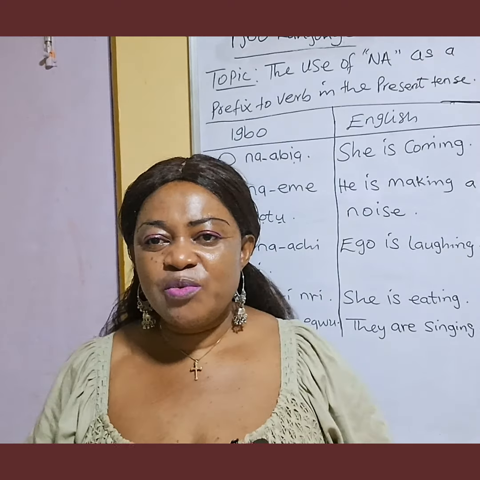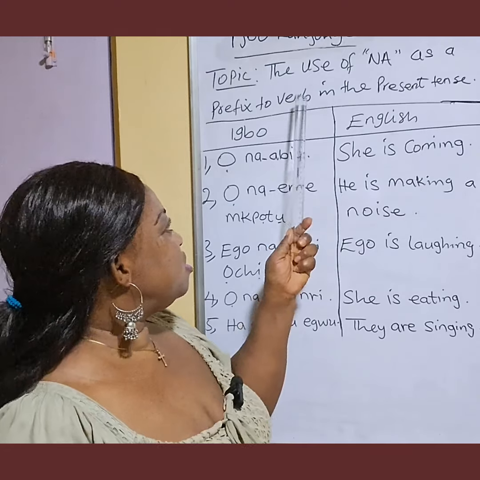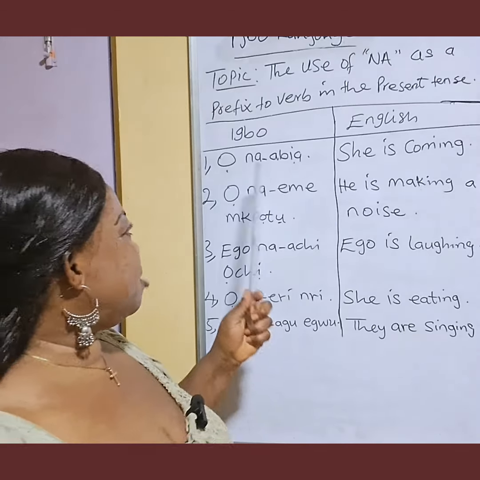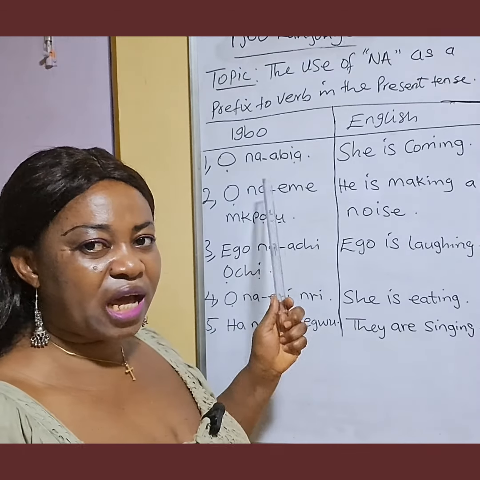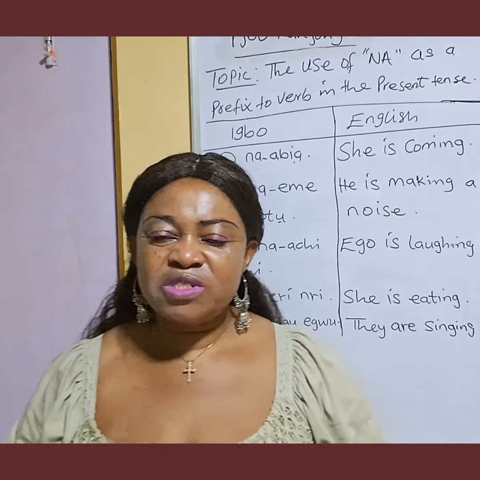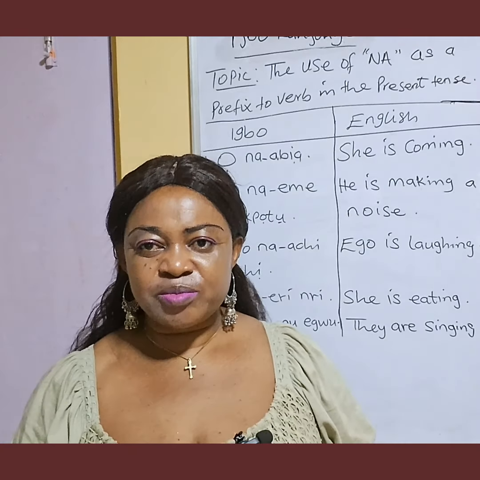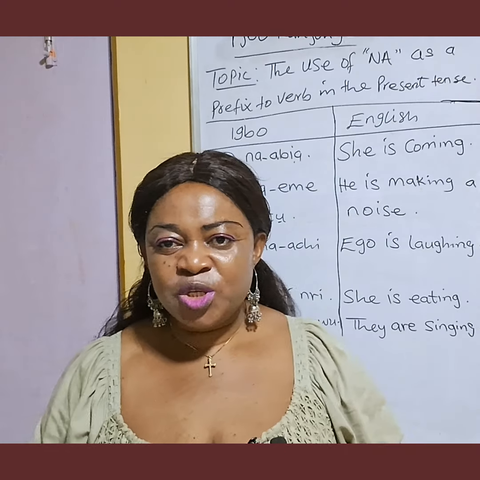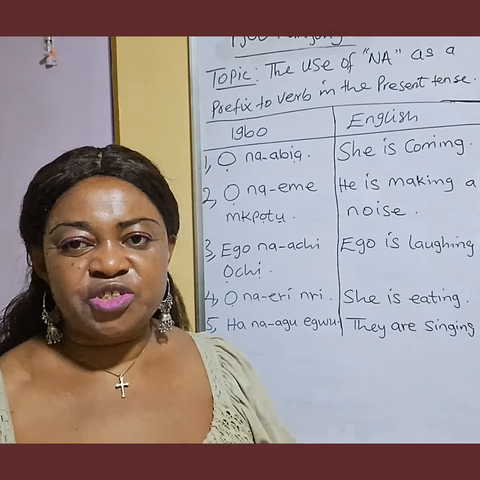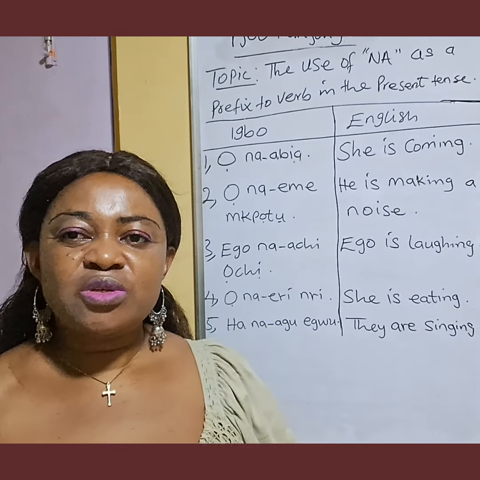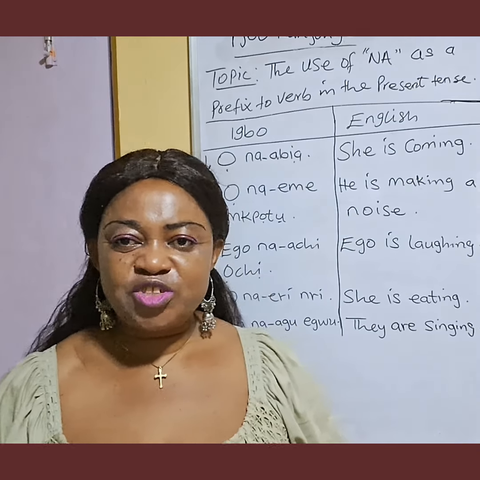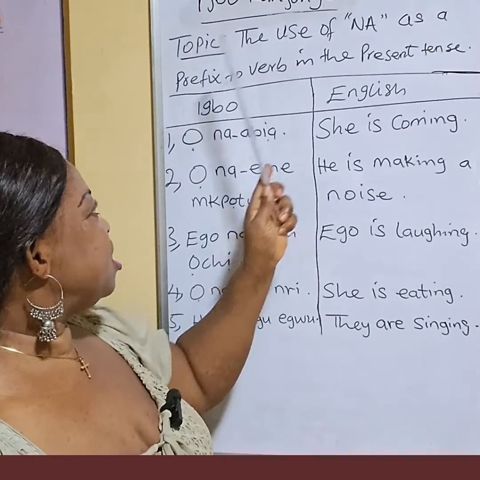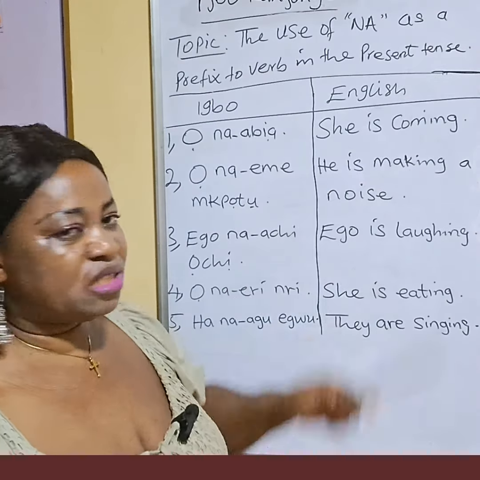The second one where we use na is the use of na as a prefix to verb in present tense. For example, ona abia. Another place where we use na in Igbo is as a conjunction, ji na ede, meaning yam and cocoyam. We use na also in reported speech, and also in preposition. Today let us look into the use of na as a prefix to verb in the present tense.